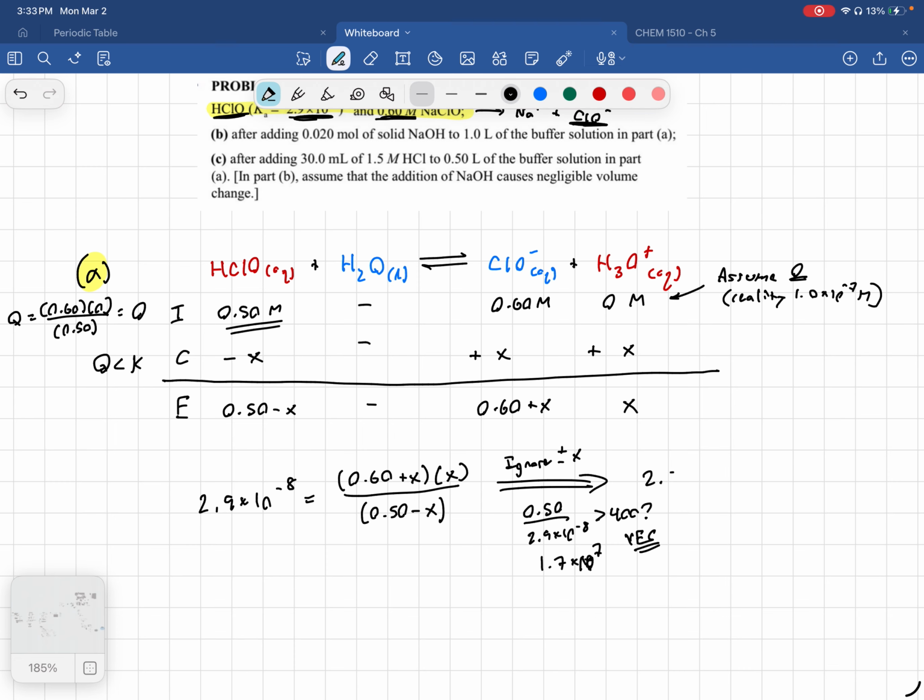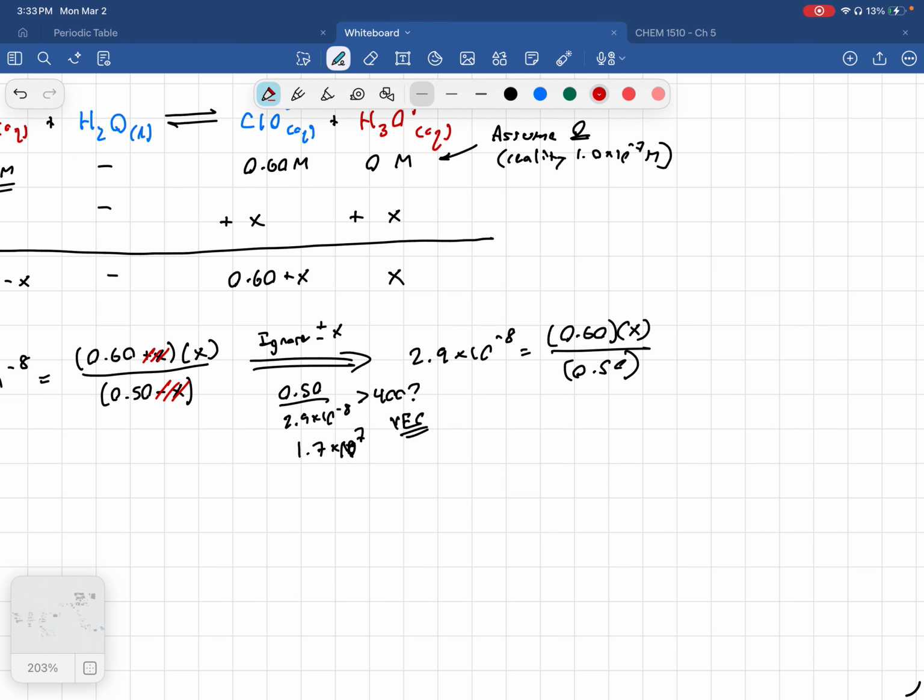So now our problem becomes 2.9 times 10 to the negative 8th equals 0.60 times X over 0.50. Because what this assumption allows us to do is just ignore any additions or subtractions of X. Remember, the assumption is that X is so small that adding X or subtracting X from the initial concentrations will not significantly change those concentrations. In other words, the equilibrium concentrations of those values are very similar to the initial concentration of those values, right?